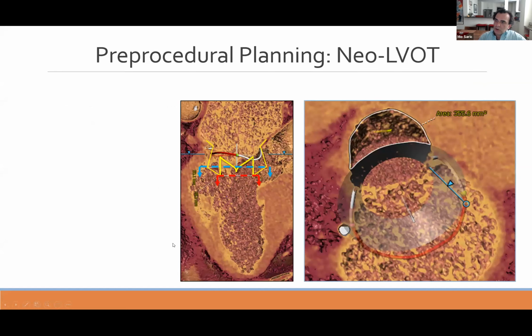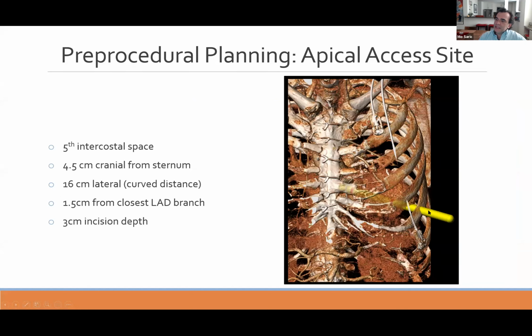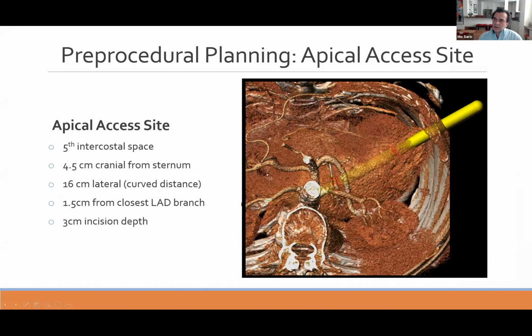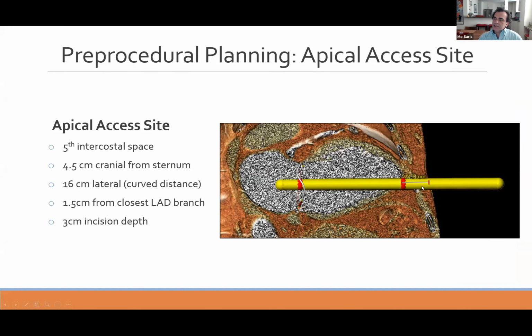And then we can also measure the neo-LVOT, which can predict the outcome, and we want the neo-LVOT cross-sectional area to be larger than 1.5 centimeters squared. In this patient it was 3.5 centimeters squared, which is more than sufficient. And then we can also predict where to do the transapical puncture at this apical access site. We can really guide the whole procedure and see this is the best orientation within the fifth intercostal space.